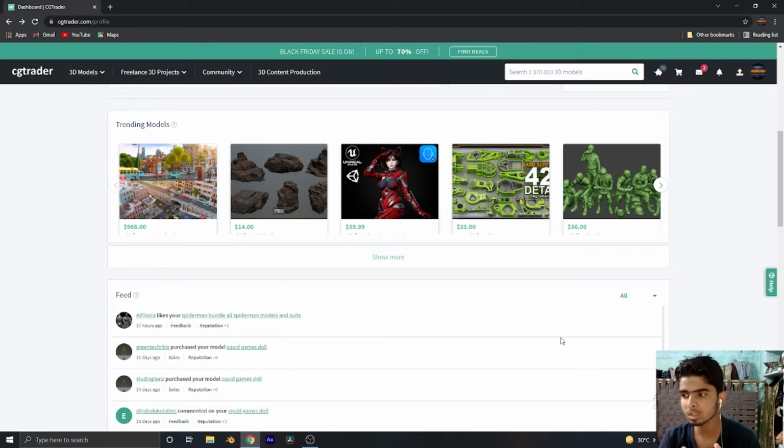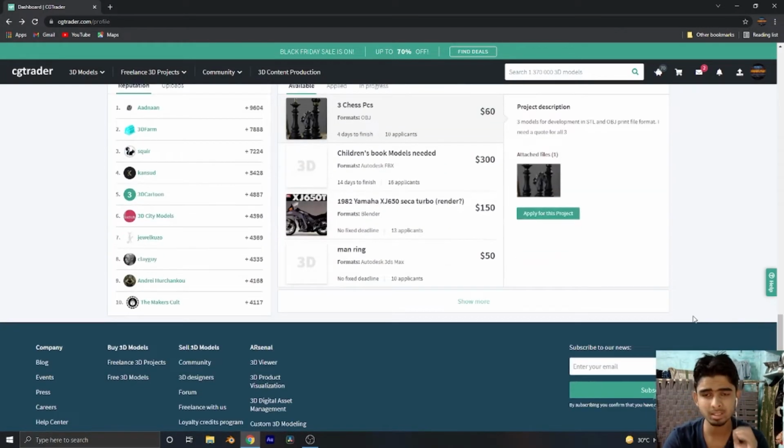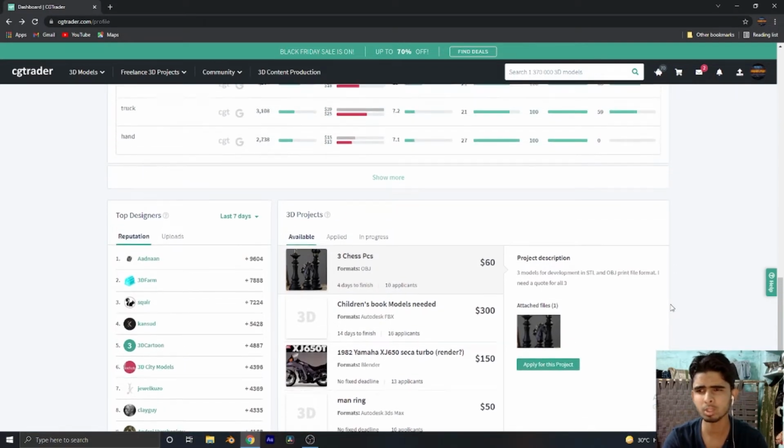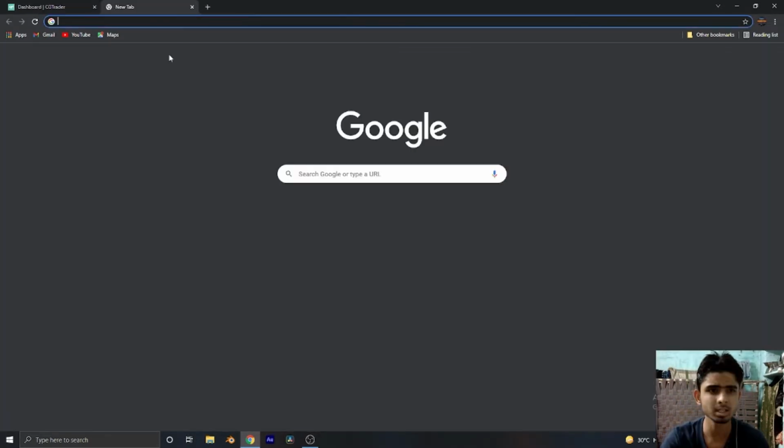So CG Trader is the very best platform I have ever seen, because it helped me show my talent and my skills, and it helps me make projects. The best thing is it gave me the confidence to make many more models, because I started earning from here. My first earning from CG Trader was very meaningful for me, and I thank CG Trader for providing me this platform. So this is the first platform I have discussed. Let's discuss the second platform.